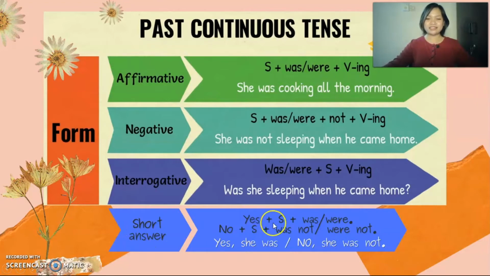And then we will have short answer in past continuous tense. Okay, yes plus subject plus was or were, or no plus subject plus was not or were not. There are 2 situations here where we agree or we don't agree to something. For example, yes, she was, or no, she was not. Or if it's in plural form of the subject, we say yes, they were, or no, they were not. Okay?